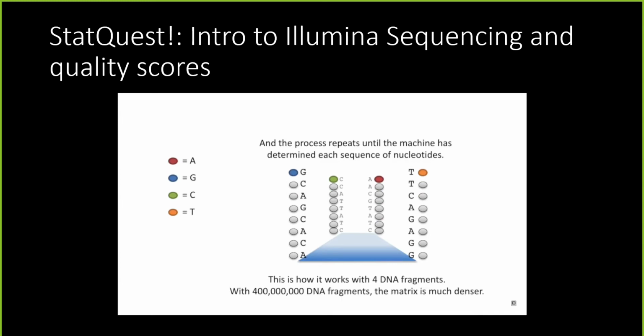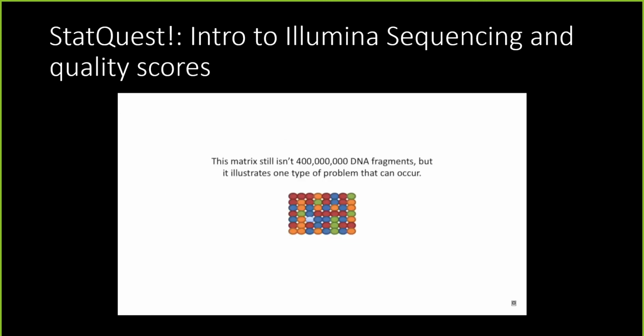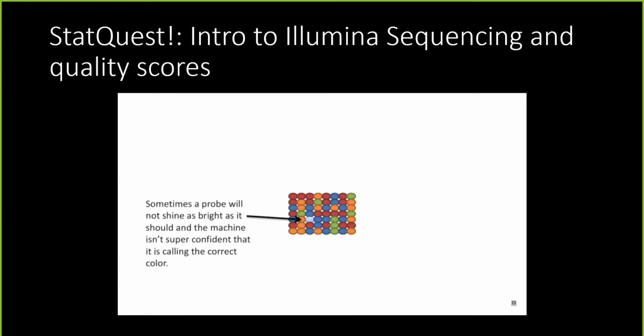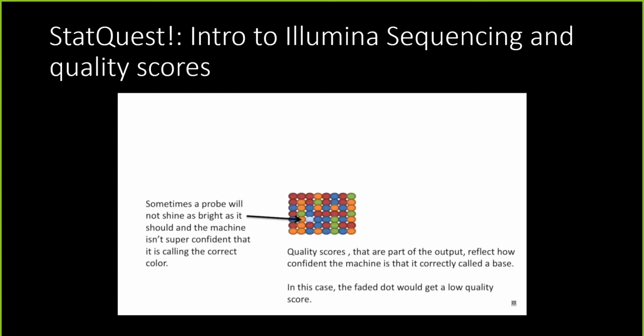With 400 million DNA fragments, the matrix is much denser. This matrix still isn't 400 million DNA fragments, but it illustrates one type of problem that can occur. Sometimes a probe will not shine as bright as it should, and the machine isn't super confident that it is calling the correct color. Quality scores that are part of the output reflect how confident the machine is that it correctly called a base. In this case, the faded dot would get a low quality score.